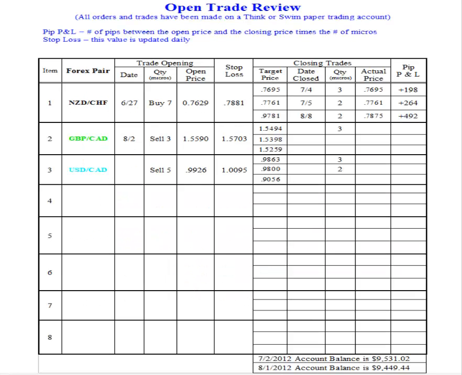The New Zealand dollar Swiss position hit our stop loss and is now fully closed. The pound CAD position remains open and is highlighted in green. The order for the New Zealand US dollar was canceled after trend strength comparison was made today. A new order was placed for the US dollar CAD. That is highlighted in blue.